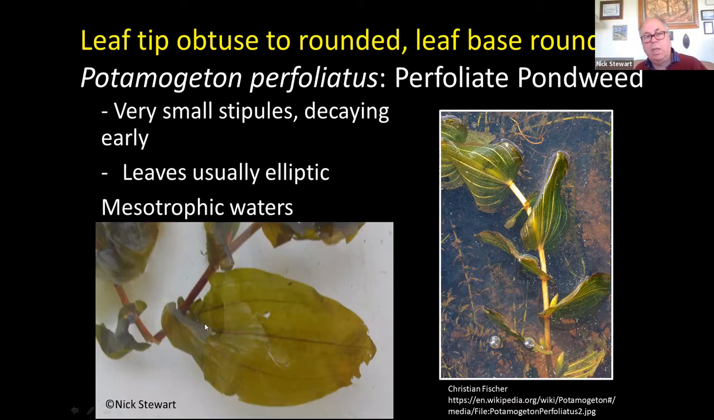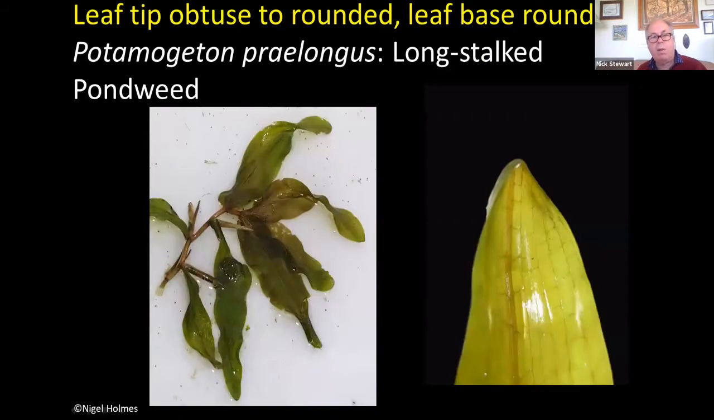So this is one pondweed where often you will find that there are no stipules visible. But it's fortunately a fairly distinctive thing, so you're not going to confuse it with much else. Just going back to the fact that the staggered leaves and presence of stipules makes it a pondweed. But this is a fairly distinctive one. The key thing with perfoliatus is that the stipules disappear very quickly. The leaves tend to be rounder than they are in praelongus.